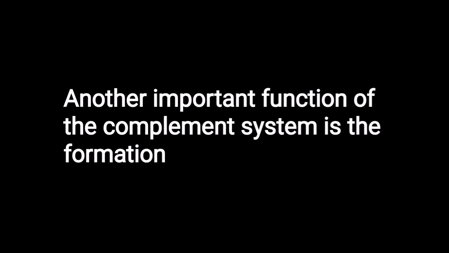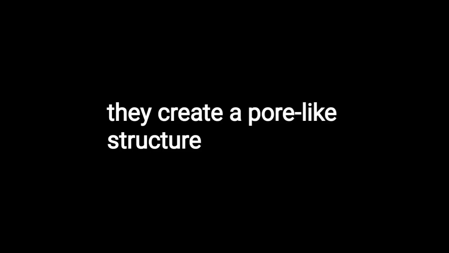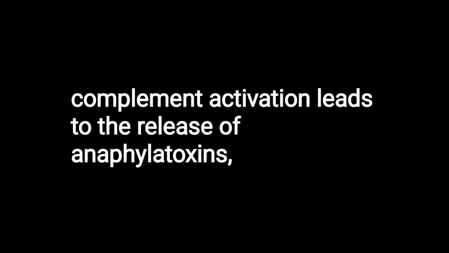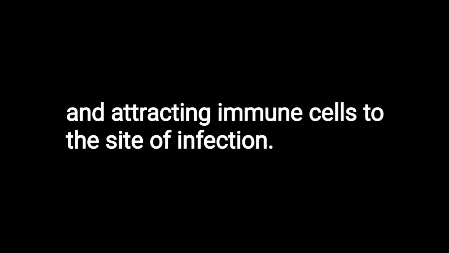Another important function of the complement system is the formation of the membrane attack complex, MAC. When complement proteins assemble on the surface of a pathogen, they create a pore-like structure that disrupts the pathogen's cell membrane, leading to cell lysis and death. This mechanism is particularly effective against certain bacteria and helps to eliminate infections quickly. Additionally, complement activation leads to the release of anaphylatoxins, such as C3a and C5a, which promote inflammation by increasing blood vessel permeability and attracting immune cells to the site of infection.